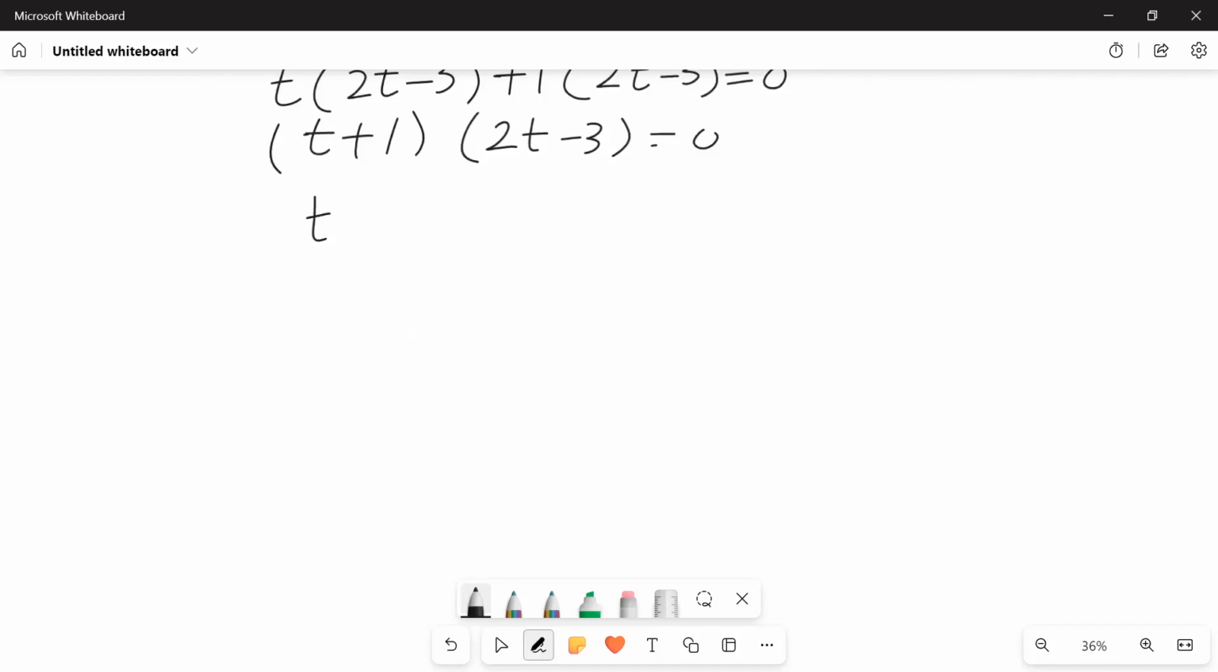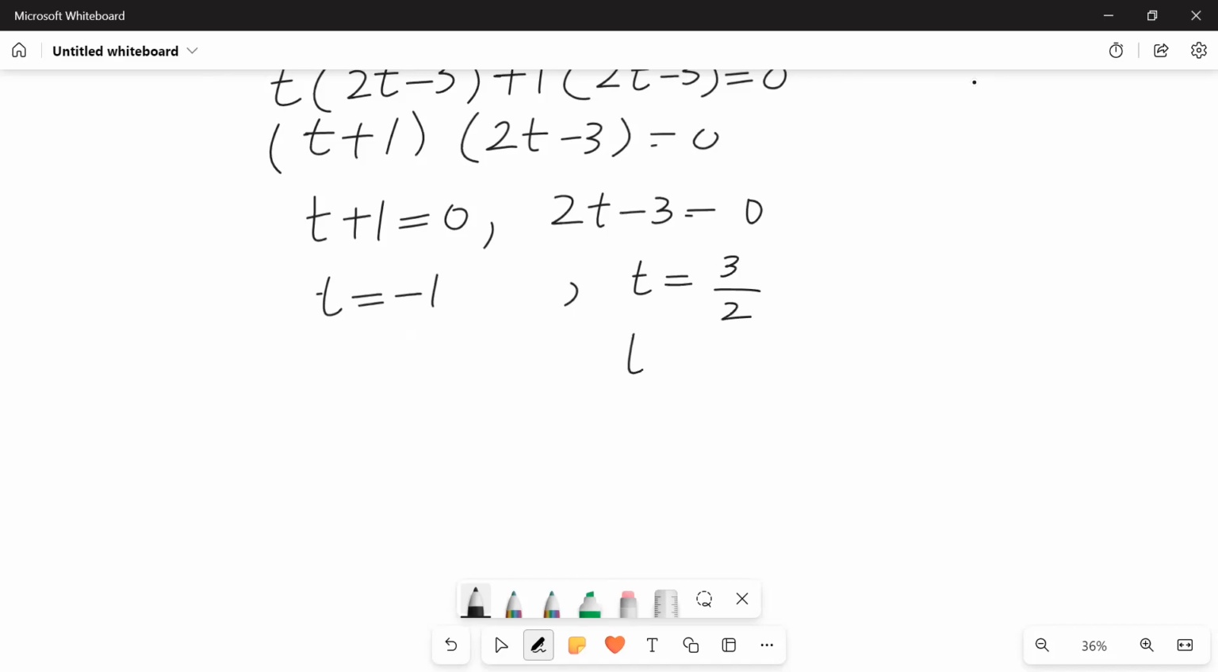Now it is t plus 1 is equal to 0 or 2t minus 3 is equal to 0. So t is equal to minus 1 and t is equal to 3 over 2, or it can be written as 1 and 1 over 2.